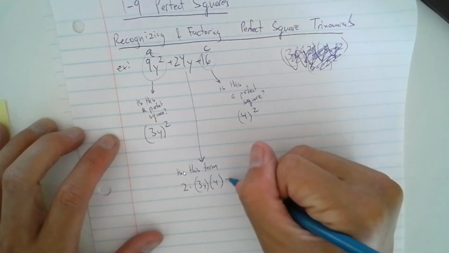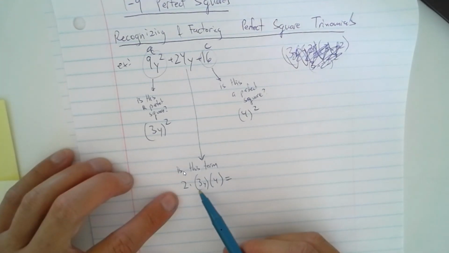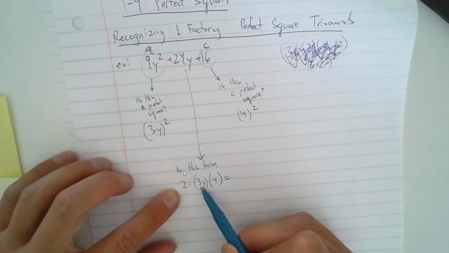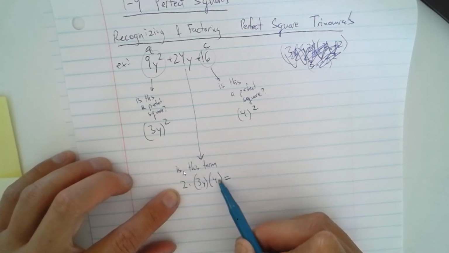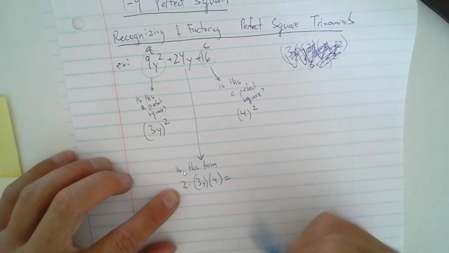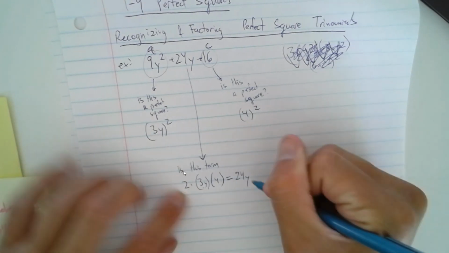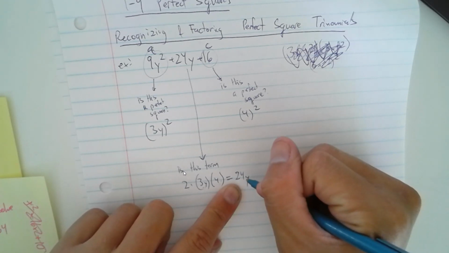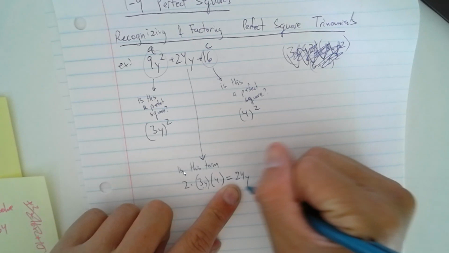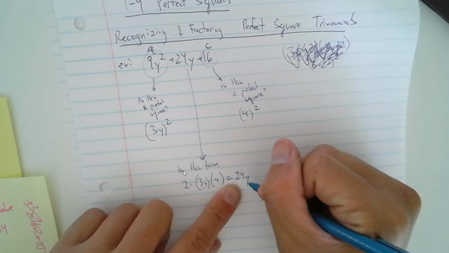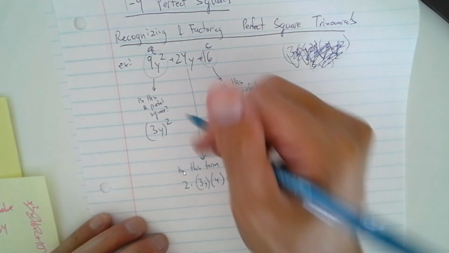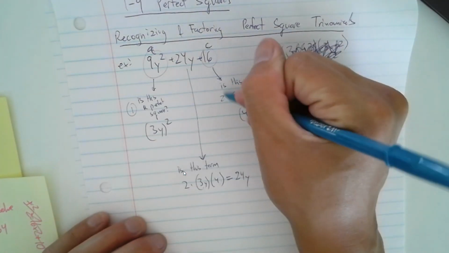So let's do that really quick. If we multiply 2 times 3y times 4, which is 2 times 4, I think is 8 times 3y, that's 24y. If my b value above this is 24y, the whole thing is 24y, then you have a perfect square. Let's take a look. Yes, it is. So this checks out.